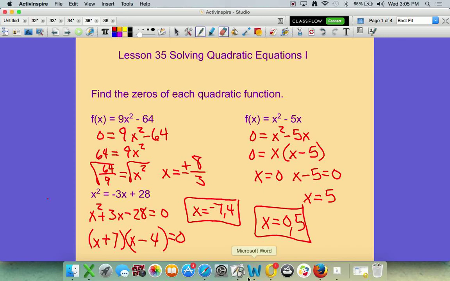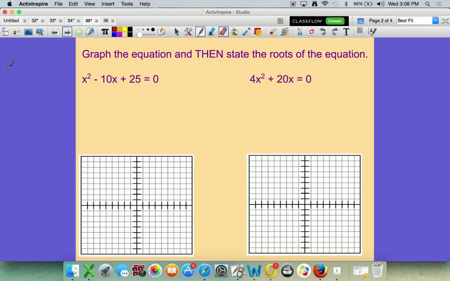Every single one of these you can plug back in to the equation and you should get a 0 out of there, or you should get both sides equal the same thing. If we plug this negative 7 in here, we get 49 equals 21 plus 28, which is 49. Plug a 4 in, 16 equals negative 12 plus 28, which is 16 also, so that does work. So if you want to check, plugging it back in will help you out with that.